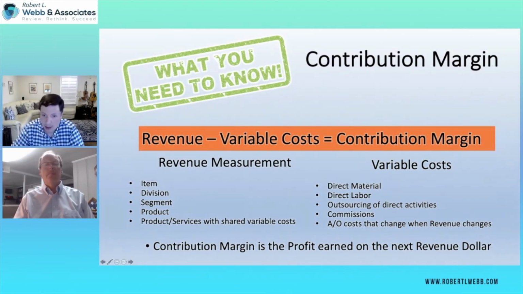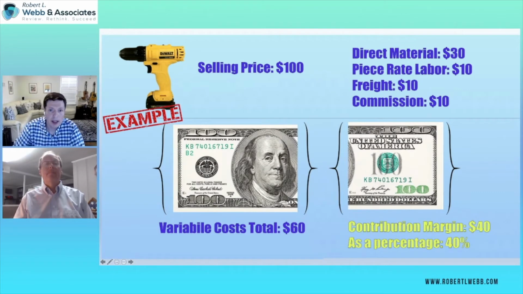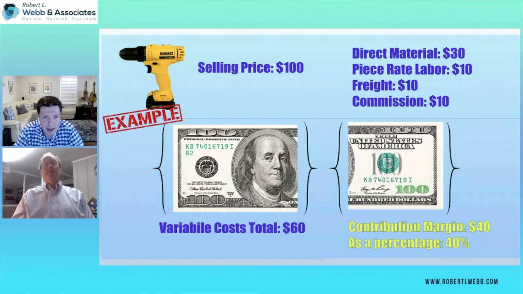Well, let's look at an example of contribution margin. So we've got a DeWalt drill here. It says selling price is $100. I don't see many DeWalt drills for $100 now. Seems like they start at about $200. Yeah, but anyhow, that's a different conversation. But let's look at these numbers and how the contribution margin for this drill, this item that is being sold or manufactured, is being factored.